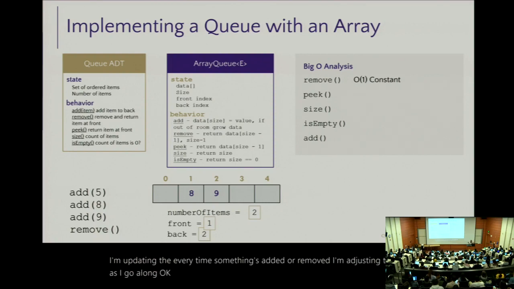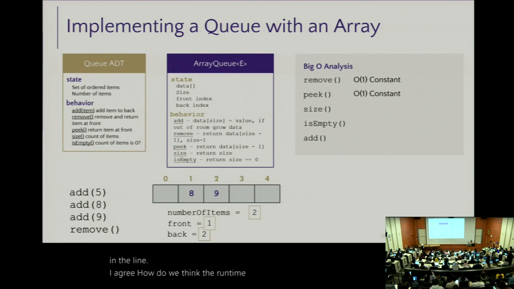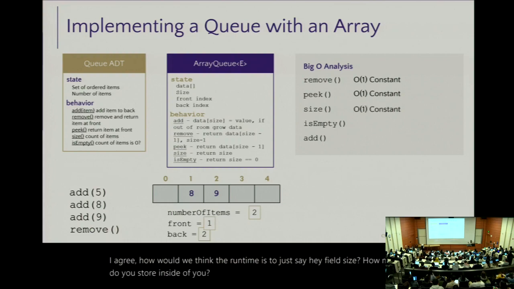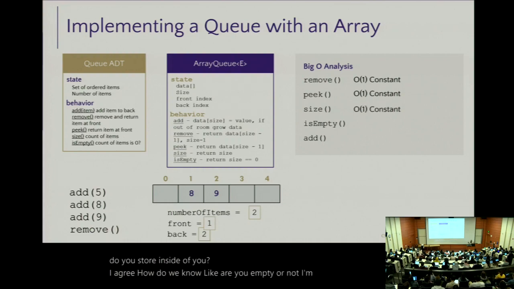So if I know it's constant time to remove something, what do we think the runtime is to just check who comes next in the line? I agree. What do we think the runtime is to just say, hey, field, size, how much do you store inside of you? How do we know if you're empty or not? I'm just checking a field. What is it? Yes, indeed. Okay, now, the tricky one. Remember the lesson we just learned in stack?